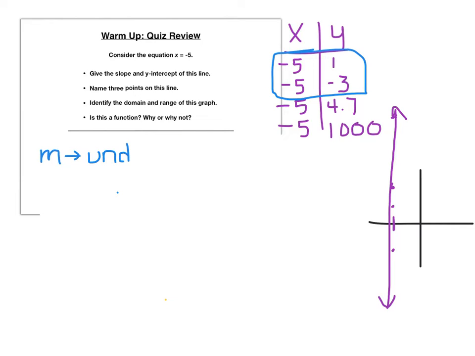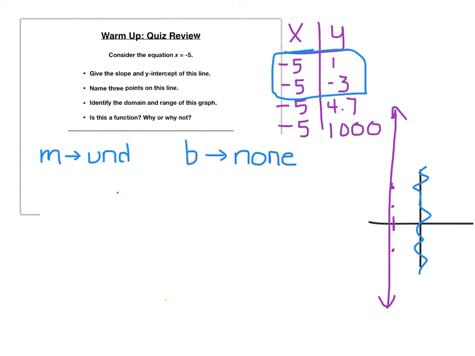My y-intercept, meaning my b value, well, if you look at the graph here, this thing never crosses the y-axis. Here's y, right? And this thing is going to run parallel to that. It runs straight up and down. So it's never going to cross the y-axis, meaning that I have no y-intercept. Kind of a trick question there. My slope is undefined and I have no y-intercept.